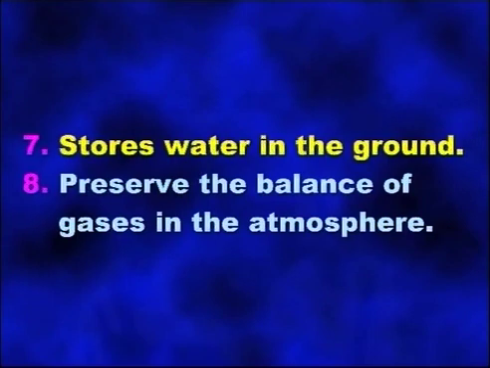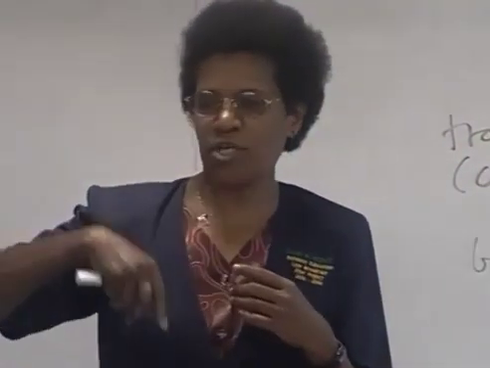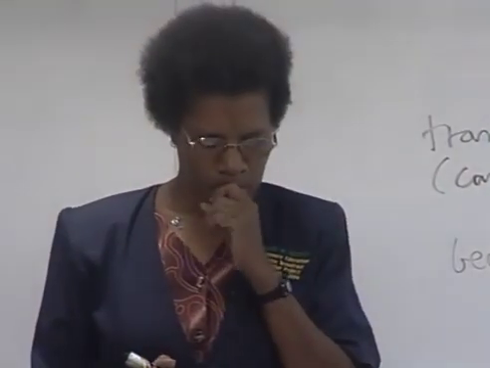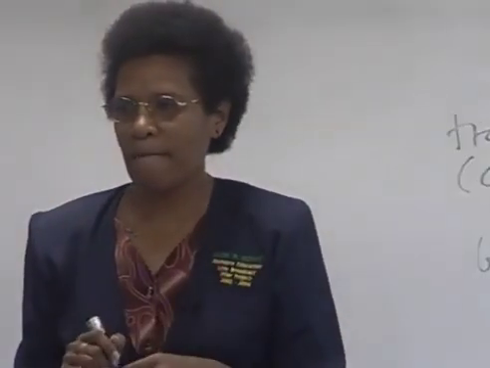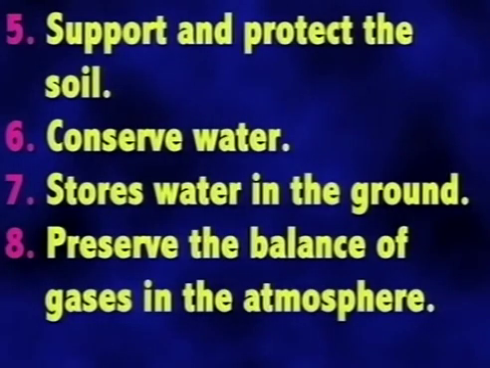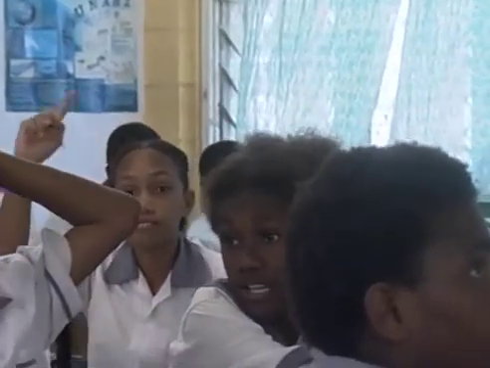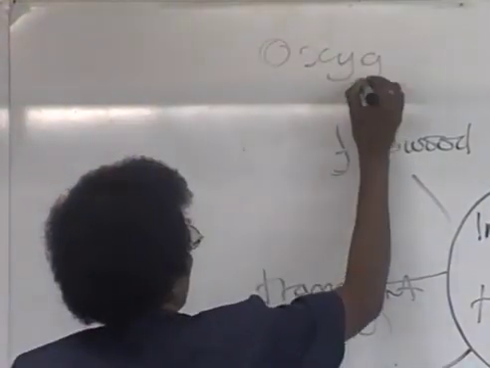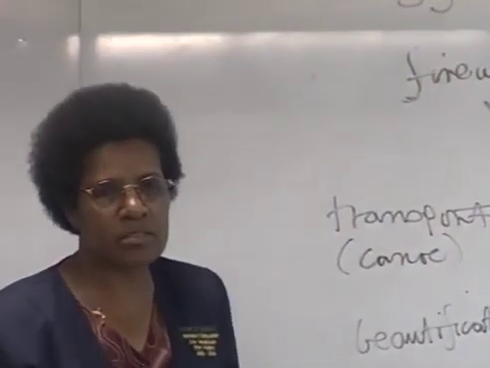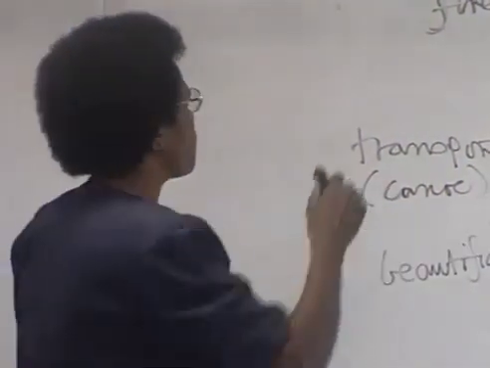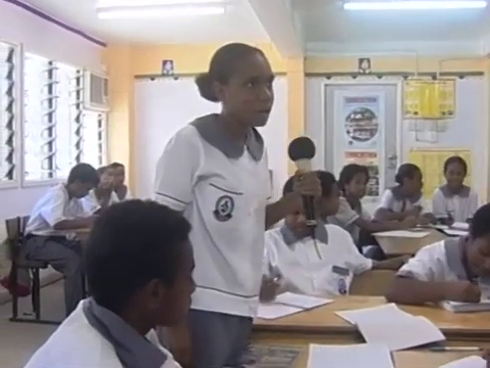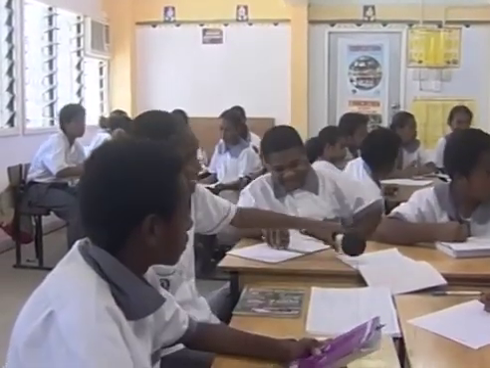There are about 2 gases that trees help to preserve. Can someone tell me what those gases are? Okay, Paul, you give me the first one. Oxygen. Good. Oxygen is one. What is the next one? Violet, what's the next one? Carbon dioxide. Oxygen and carbon dioxide.